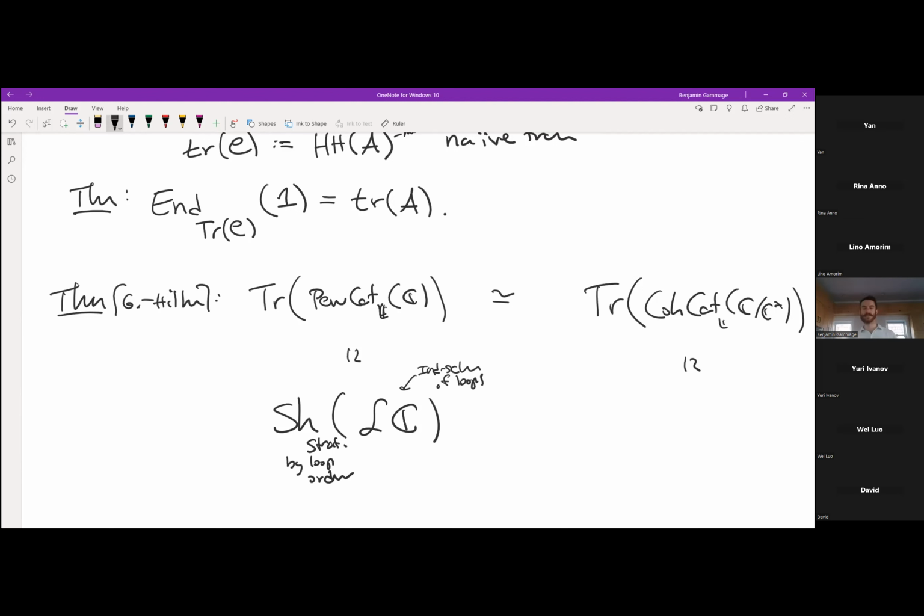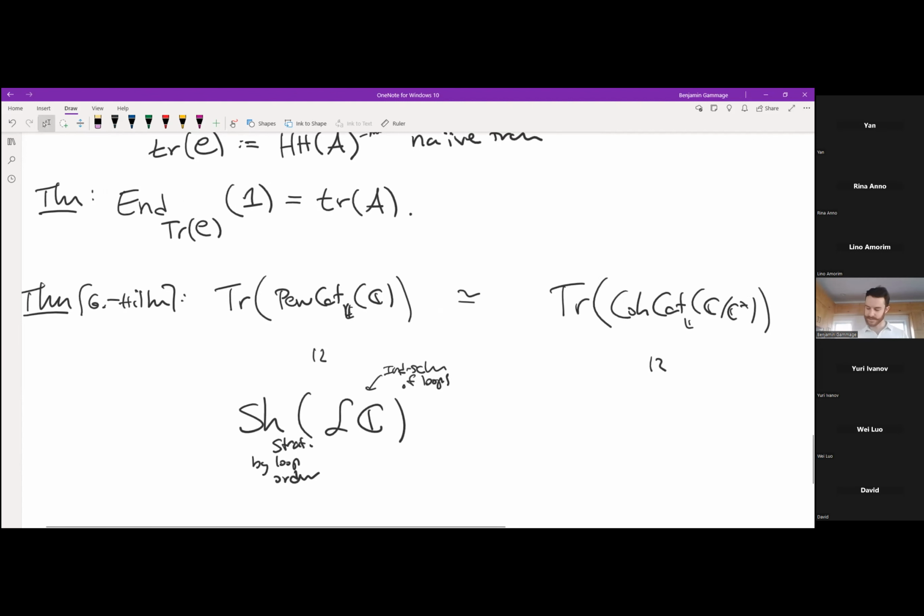So if I think of this loops on C as some space of Laurent polynomials, I can ask, what's the lowest order term in my Laurent polynomial? What's the degree of my loop? So how much zero or pole does it have? And that's what this category is. That's what this categorical trace is.